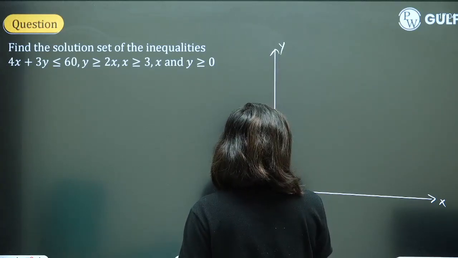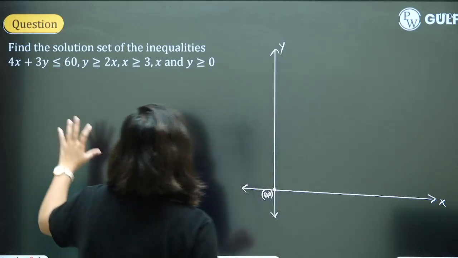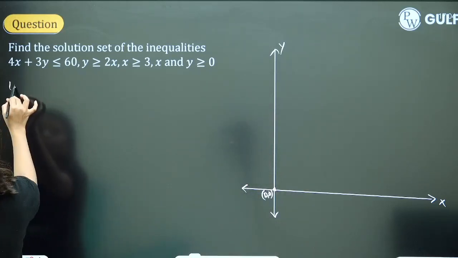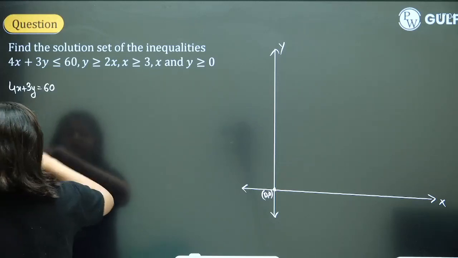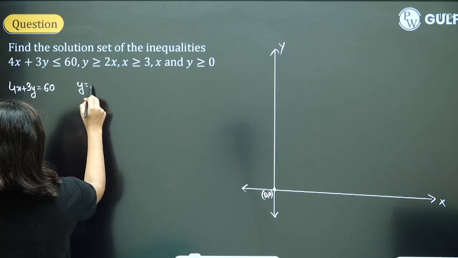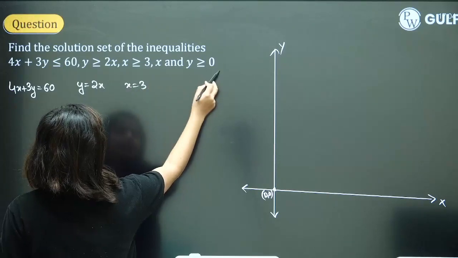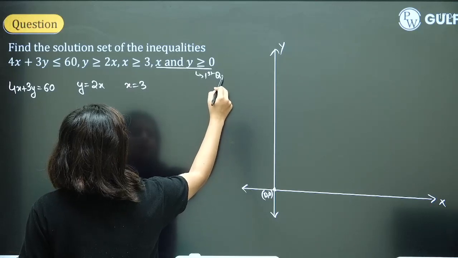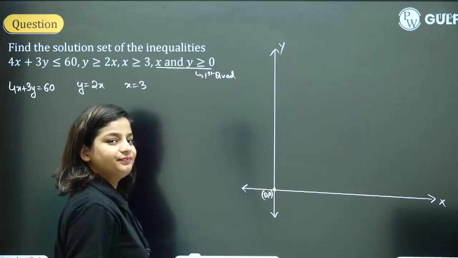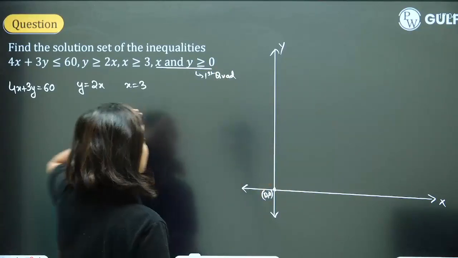First quadrant enlarged. Chaliye. All the inequalities, try to convert them into equality. 4x plus 3y equal to 60, y equal to 2x, x equal to 3, x and y greater than equal to 0. This simply means first quadrant. Can you all understand? X, y positive means the answer is in first quadrant. You can ignore those two.